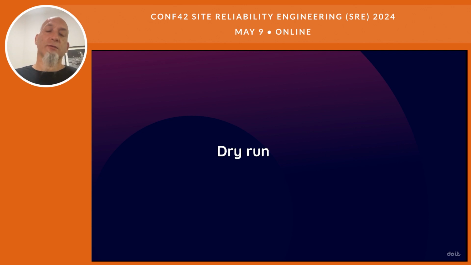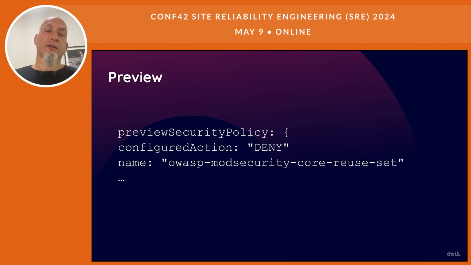One way around this is with a dry run. You can set the WAF to preview. Even though the action is in principle deny, you will only get logs like this one. This is an abbreviated log. And it will basically say we would have denied the request. And you can look at that and say, oh, we really shouldn't have denied it.